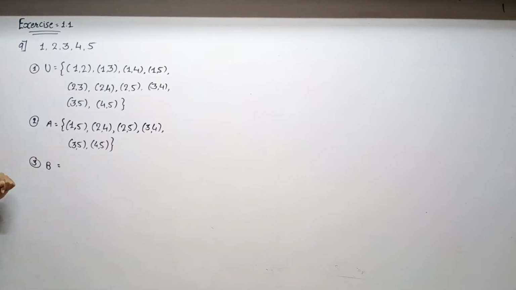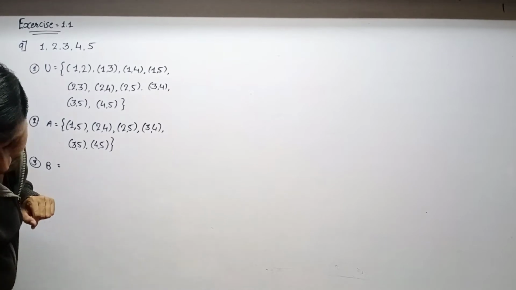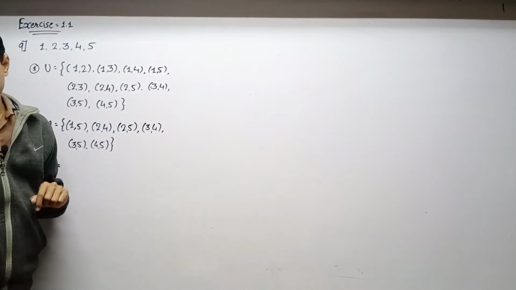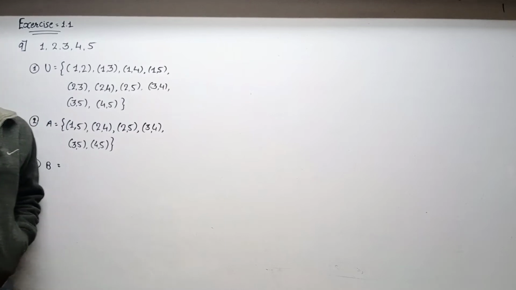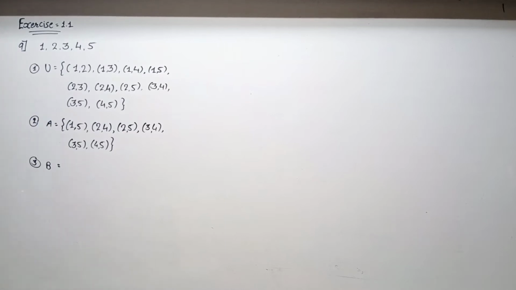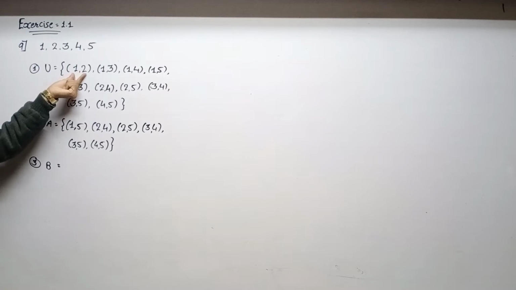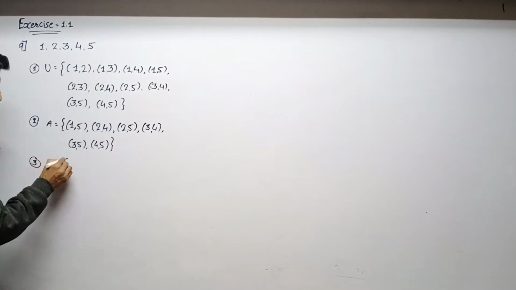Number 3: Event B is equal to, what was given in the question? The sum of the selected two numbers is even. Okay, the sum of the selected two numbers is even. 1 plus 2 is 3, not even. 1 plus 3 is 4, yes, even number.